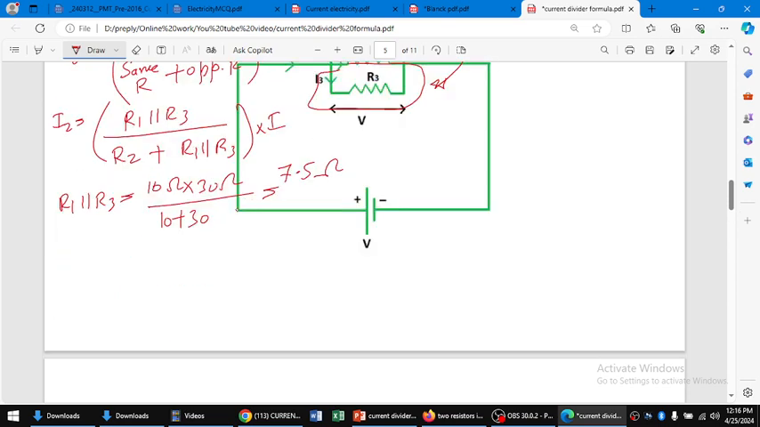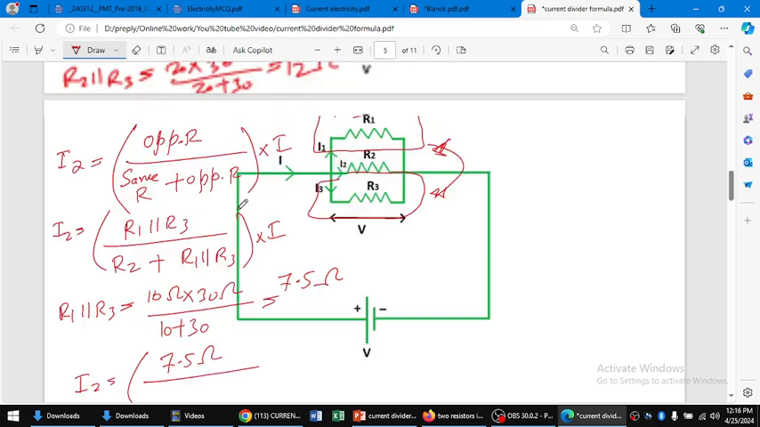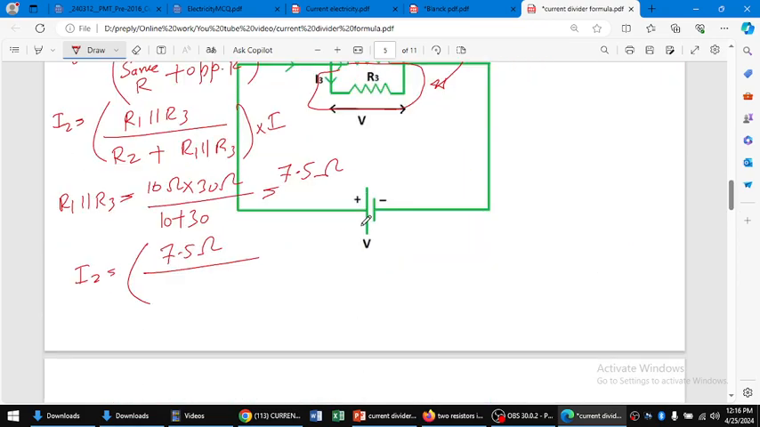Now we put in the values: I2 is equal to R1 parallel R3, which is 7.5 ohm, divided by R2, the resistance in which the current we need to find. R2 is 20, sorry, R2 is 20, plus 7.5, the opposite resistance. We multiply with the 10 ampere. So we get I2 equal to 2.7 amperes.